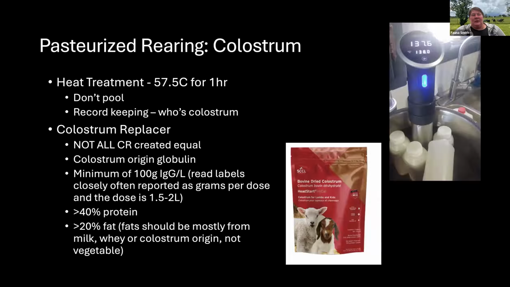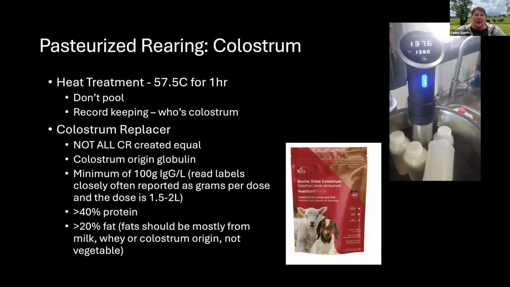So it's really important to read the labels because often they report it on the cover as 100 IgG, and then you look and that's per dose for a calf and not per liter. And so the dose is often a liter and a half to 2 liters. You want more than 40% protein, greater than 20% fat, and then you want to make sure that the fats are milk, whey, or colostrum in origin and not vegetable.